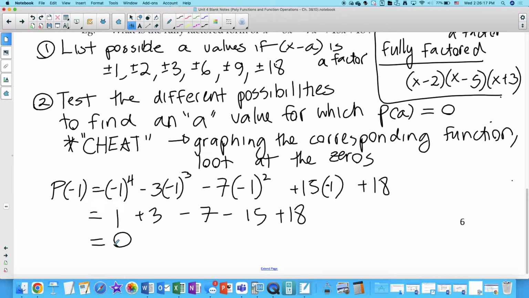Okay? So we've got a factor. X plus 1 is a factor. So actually, this is sort of the second step. Oh, actually no, I wrote it down. You're finding one that works, right? Find an A value for which P of A equals 0. Yes, x plus 1.